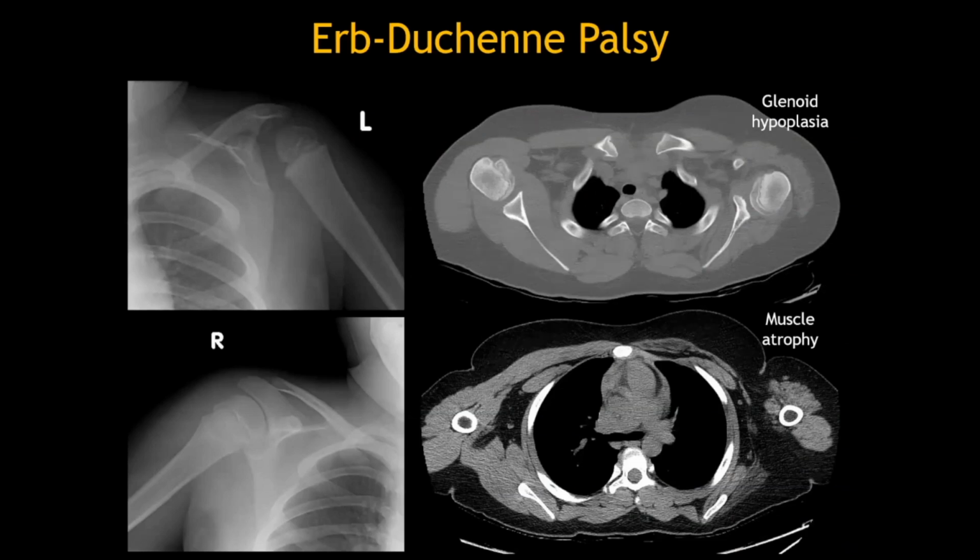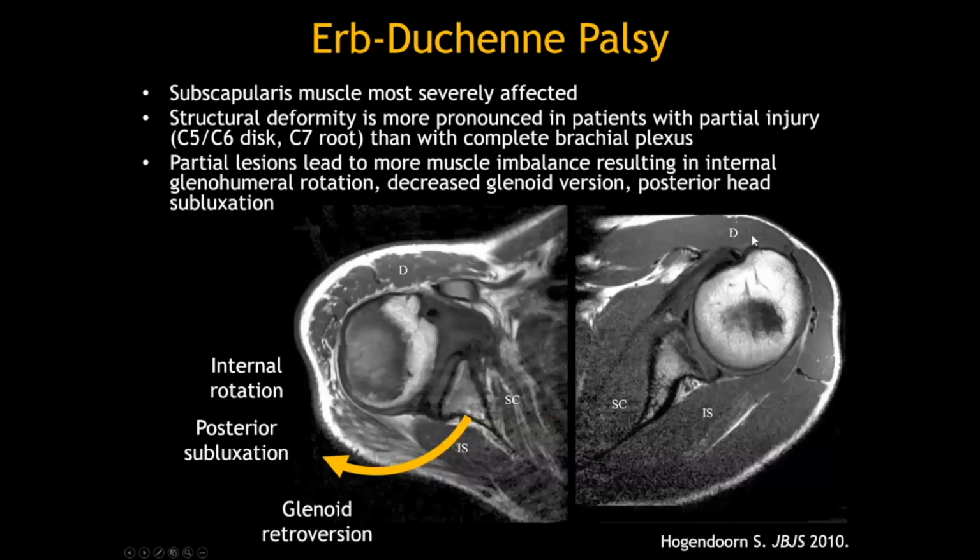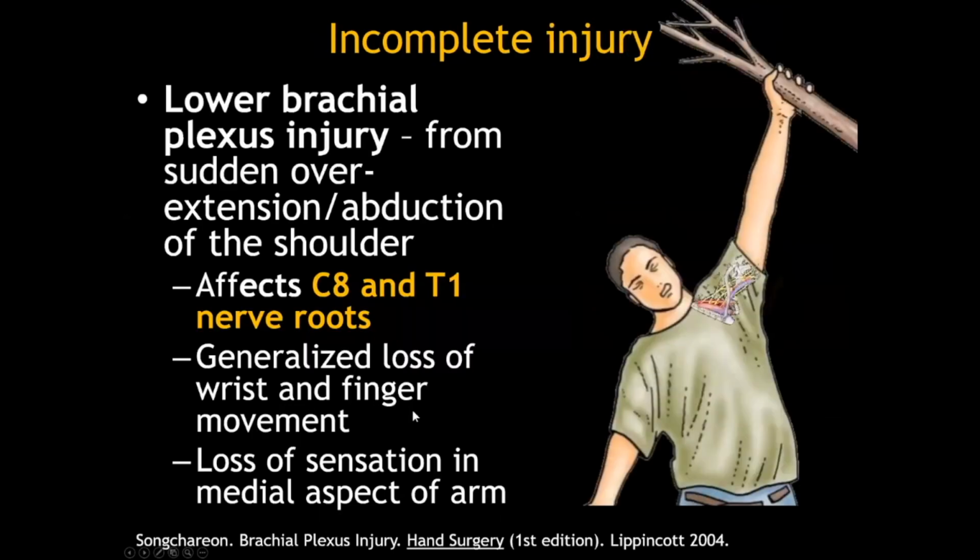And patients who have Erb-Duchenne palsy can develop a glenoid hypoplasia, which is a dysplastic appearance where the glenoid is retroverted and hypoplastic in appearance, and often accompanied by the surrounding muscle atrophy, as can be seen in this case. And again, the characteristic appearance of this is internal rotation of the shoulder, extension of the elbow, and flexion of the wrist. And again, you can see this is accompanied by glenoid hypoplasia. You can see this increased retroversion of the glenoid and sort of overgrowth of the cartilage and labrum of the posterior aspect of the glenoid.